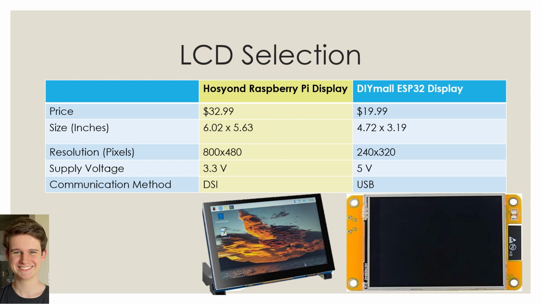Since the LCD screen in our system will be operated by the Raspberry Pi, the Hazian 5-inch Raspberry Pi display was chosen for this project.